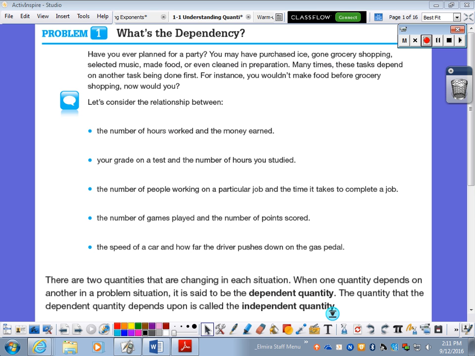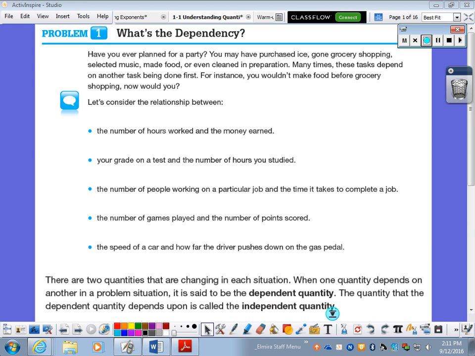The main goal of our lesson today is to determine in any given situation what is the independent variable and what is the dependent variable, or the independent quantity and the dependent quantity. In other words, what two things is the problem really about? What are we measuring? The top part says, have you ever planned for a party? You may have purchased ice, gone grocery shopping, selected music, made food, or even cleaned in preparation. Many times these tasks depend on another task being done first. For instance, you wouldn't make food before grocery shopping.